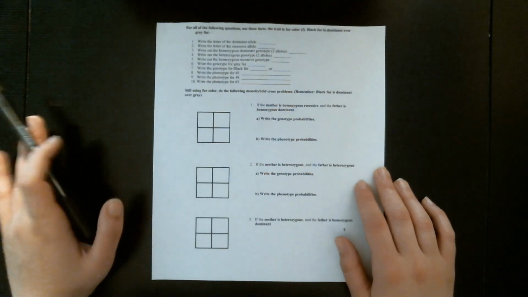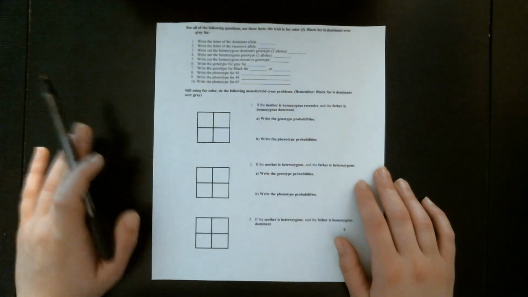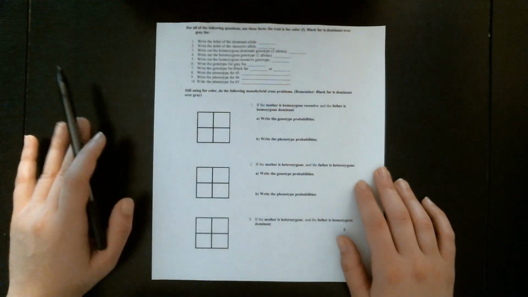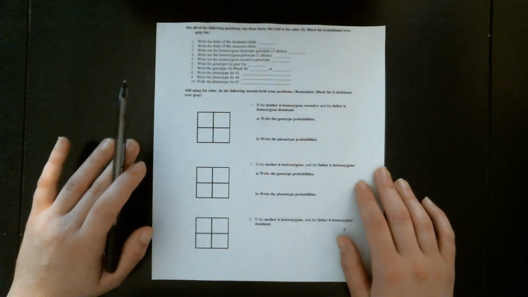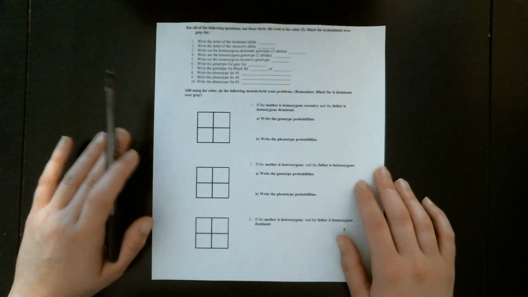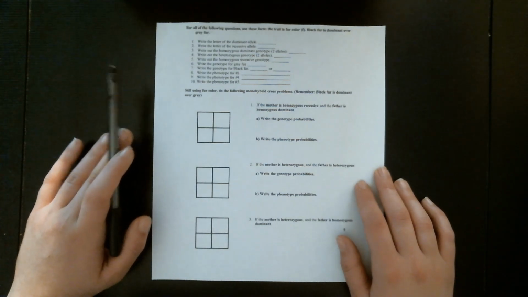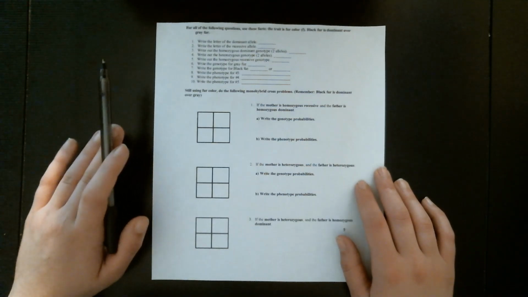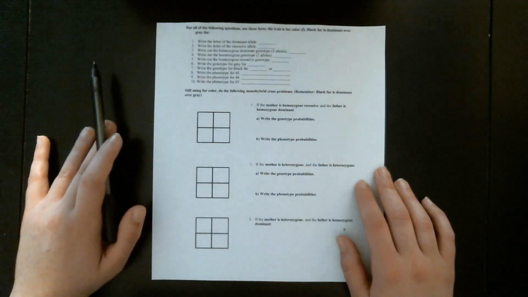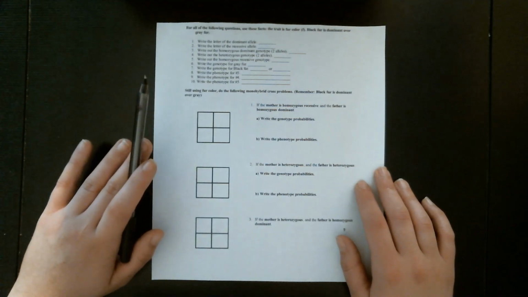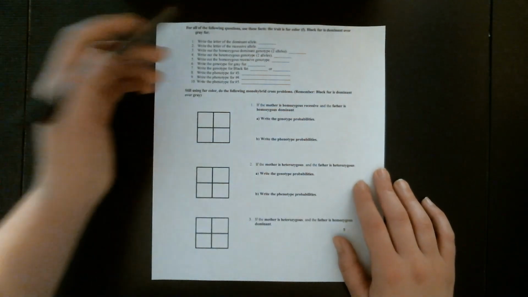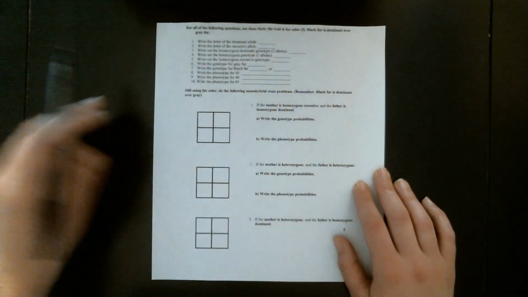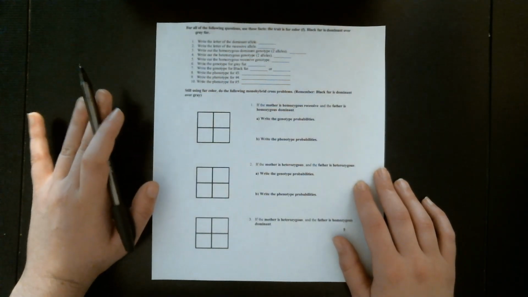For every trait, whether it's eye color, hair color, or fur color in this case, there's going to be a dominant and a recessive version of that trait. Those versions are called alleles. So you have 2 alleles for each trait. You get one allele from your mom and one allele from your dad. The word is allele, A-L-L-E-L-E.